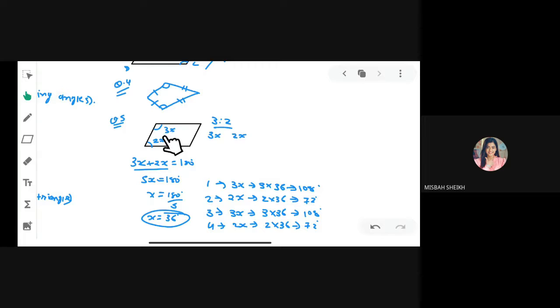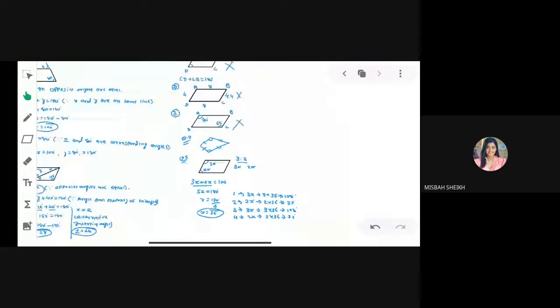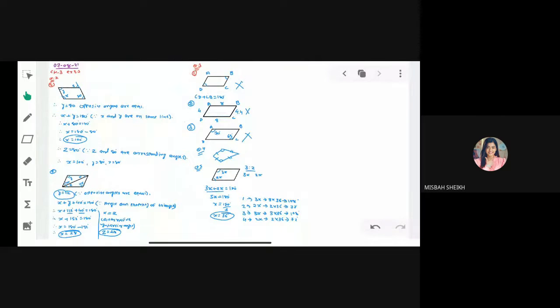You can see in a parallelogram, the first angle is 3x. Then the third angle is also 3x because opposite angles are equal. The second angle is 2x. Then the fourth angle is also 2x because opposite angles are equal. So we get the angles of the parallelogram as 108 degrees, 72 degrees, 108 degrees and 72 degrees. Clear all of you? Yes, sir. Now see here the question number 6.